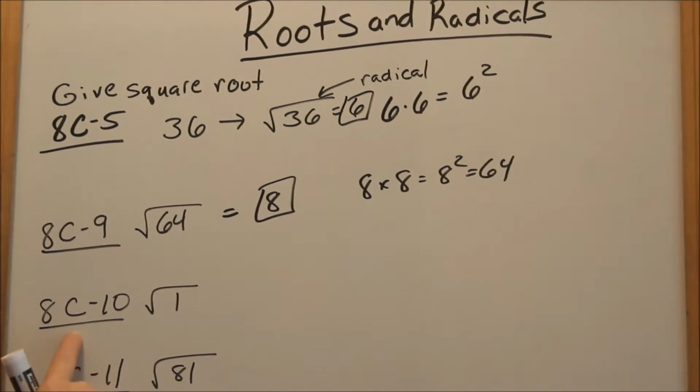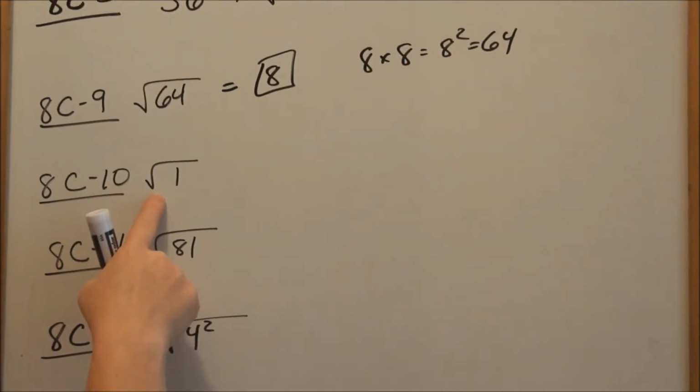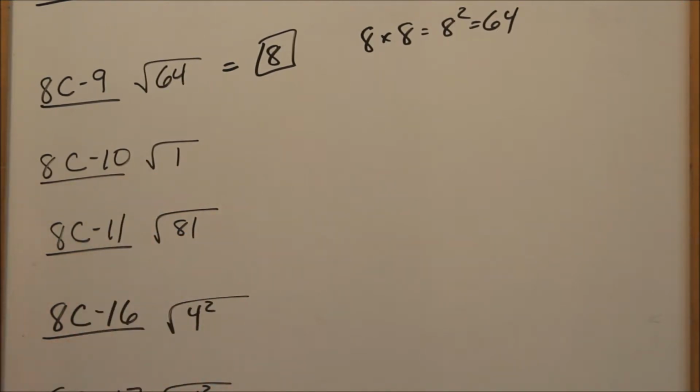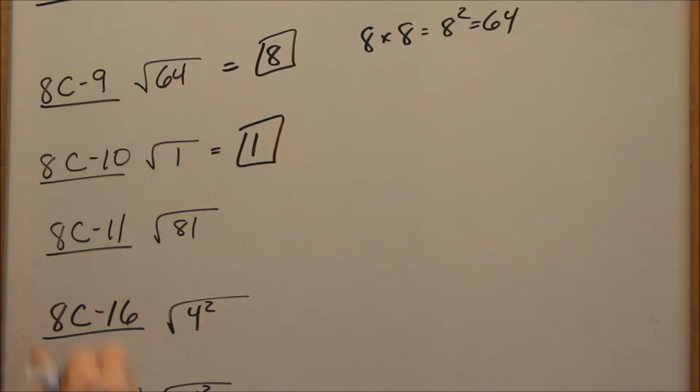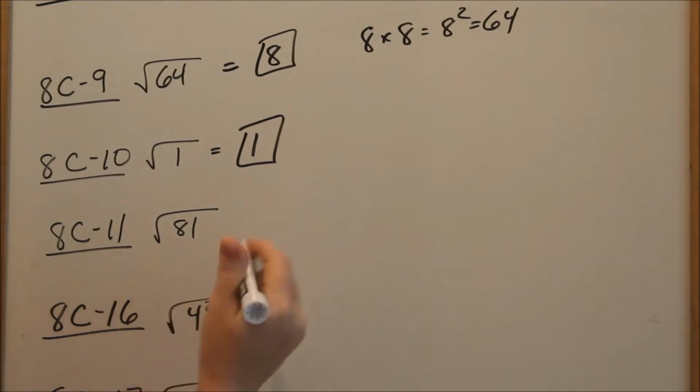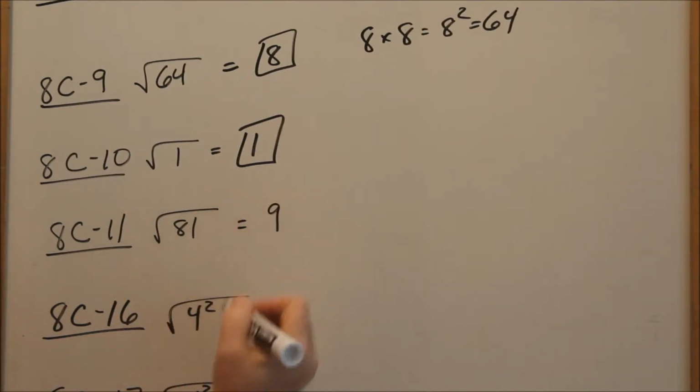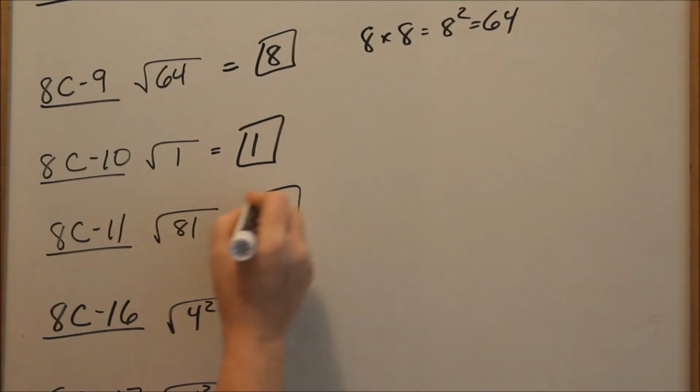Okay, now look at 8C number 10. Square root of 1. What times itself gives you 1? On all of these, there's only one choice. 1 times itself. 1 times 1 gives you 1. Now look at 8C number 11. Square root of 81. What times itself gives you 81? That would be 9, because 9 times itself, 9 times 9, is 81.